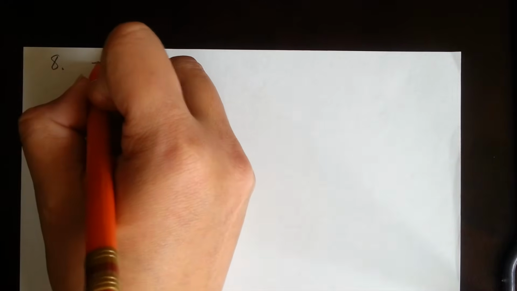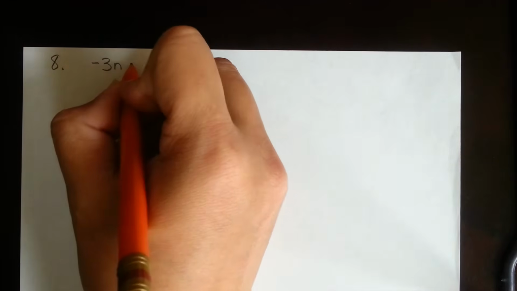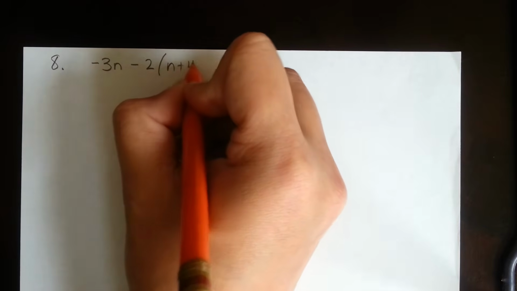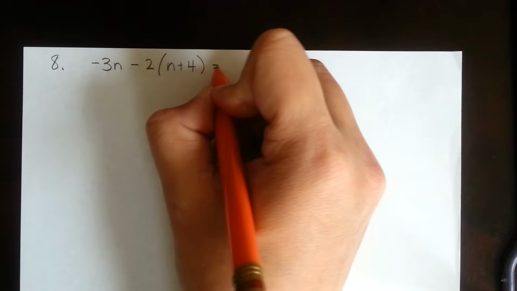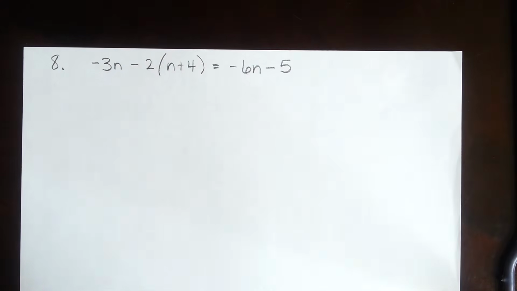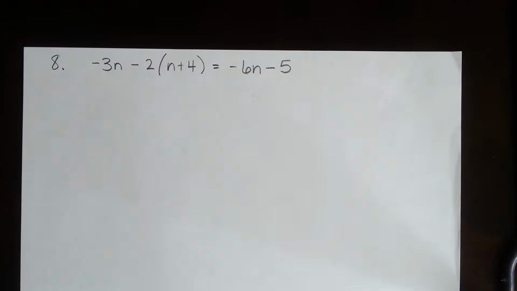Problem number 8. I have negative 3n minus 2, open parentheses, n plus 4, close parentheses, equals negative 6n minus 5. Lots of steps in this one.